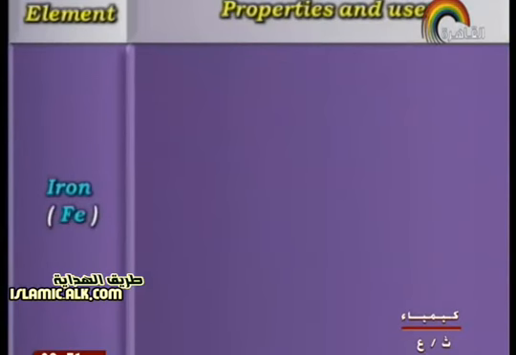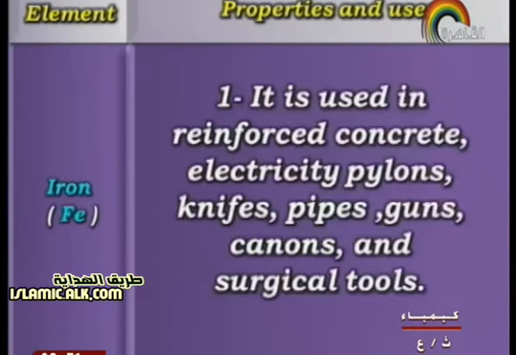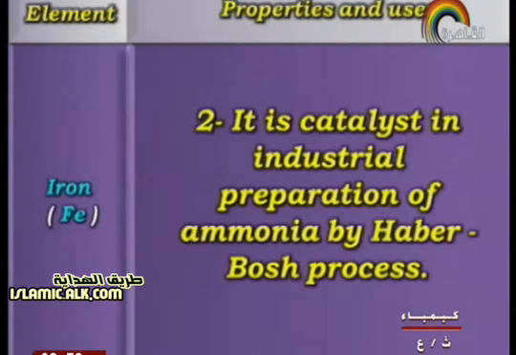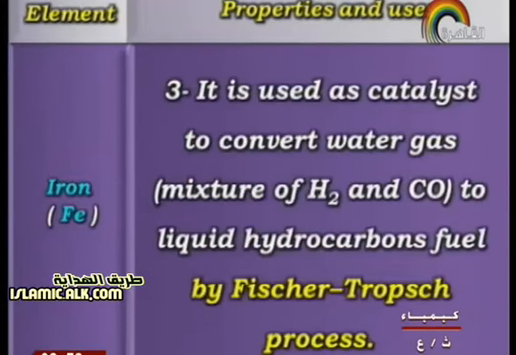The next element is iron, which has atomic number 26. It is used in reinforced concrete, electricity pylons, knives, pipes, guns, cannons, and surgical tools. Iron is used as a catalyst in the industrial preparation of ammonia by the Haber-Bosch process. Another use for iron as a catalyst is to convert water gas, which is a mixture of hydrogen and carbon monoxide gas, to liquid hydrocarbon fuel by the Fischer-Tropsch process.